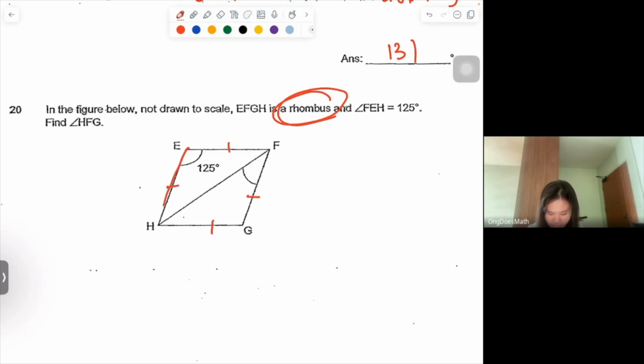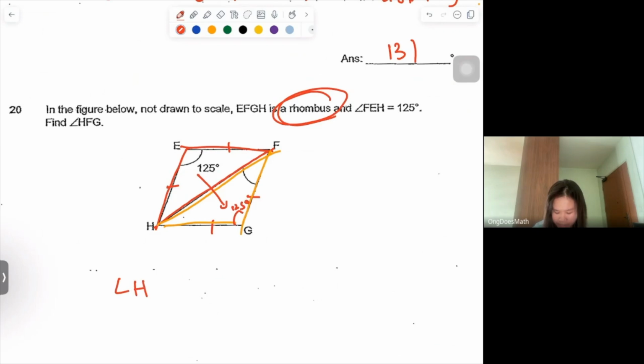So you can see there's an isosceles triangle here. Same thing, here is also an isosceles triangle. So for this, we have to do it step by step. Firstly, we can label this as 125 degrees, because for a rhombus, opposite angles are the same. So you can write this down.